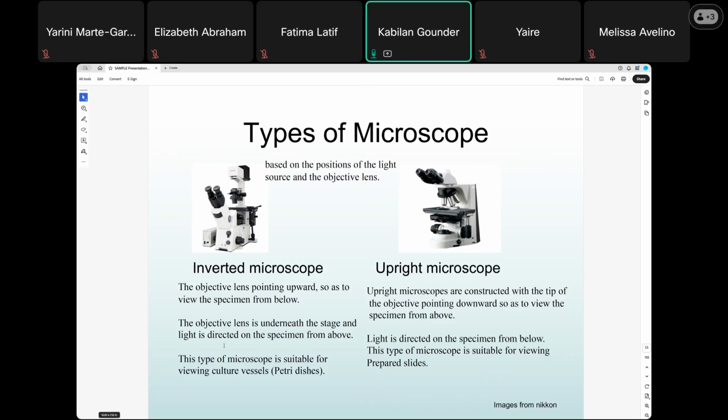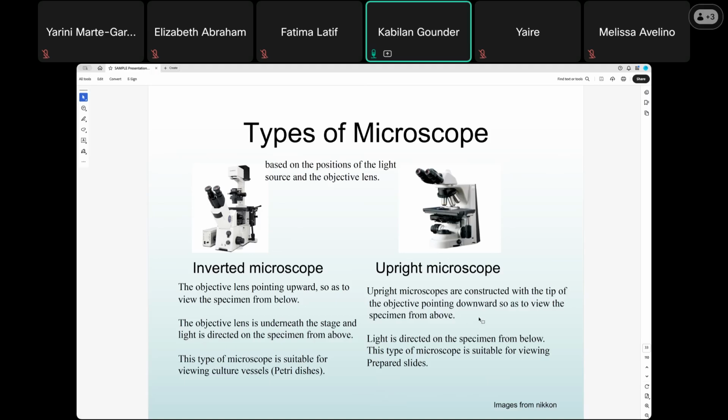Also, in the inverted microscope, the objective lens is underneath the stage, as I mentioned earlier. The light is directed on the specimen from above. Whereas in the upright microscope, the light is directed on the specimen from below.